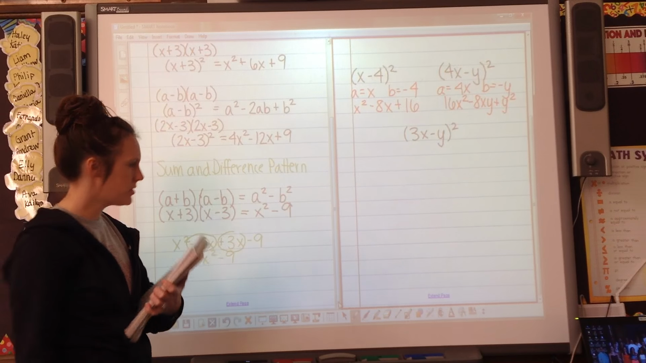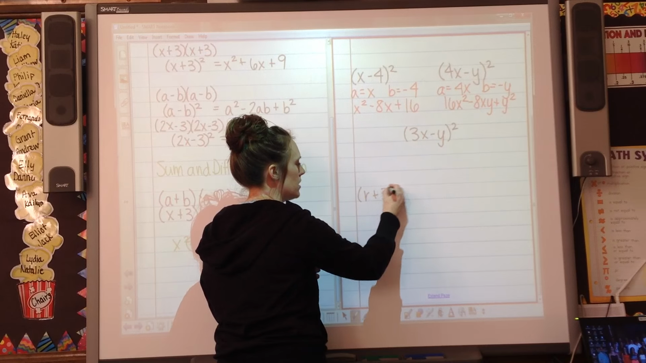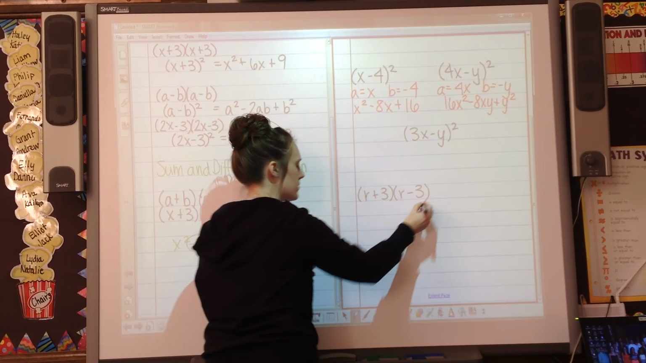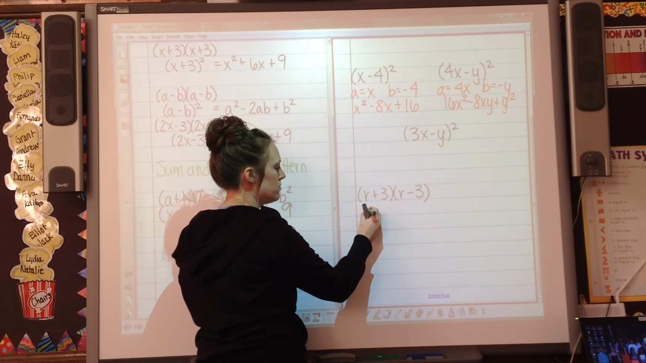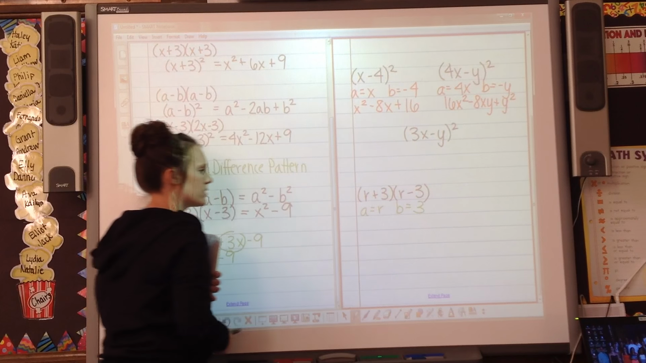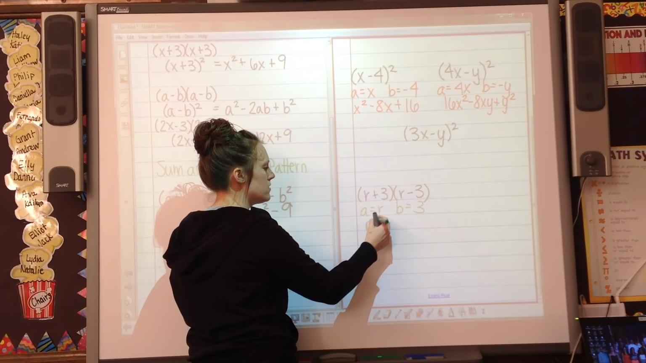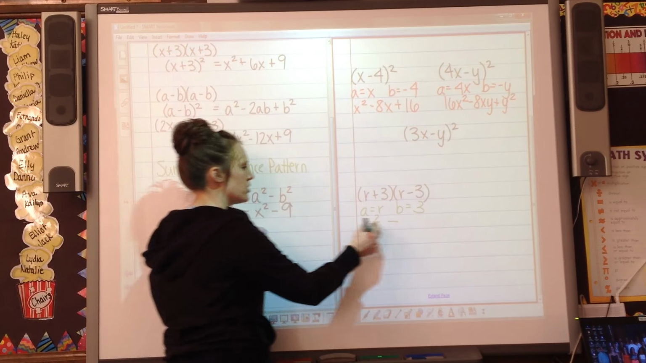Let's try r plus 3, quantity r plus 3, and r minus 3. Identify your a term, which is r. Identify your b term, which is 3. And then I'm going to plug it right in here. You square your r's, and you square your b's.